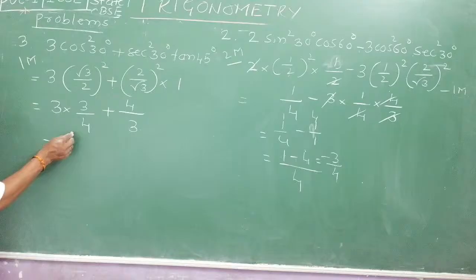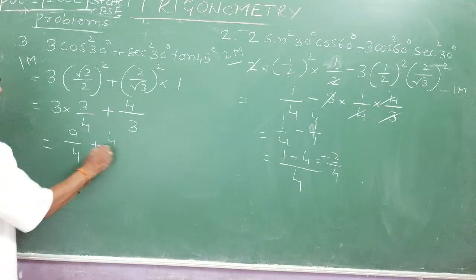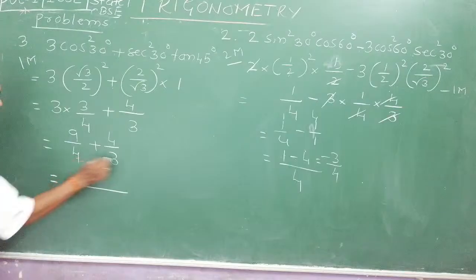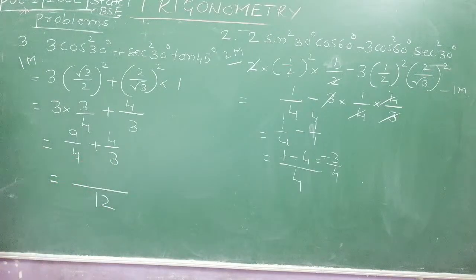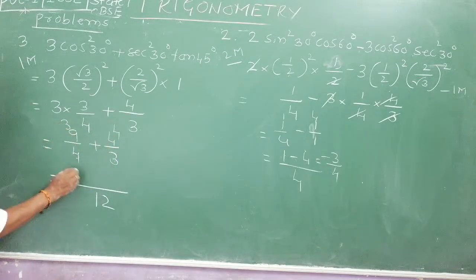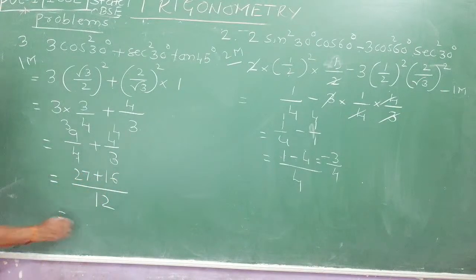3 3s are 9 by 4, plus 4 by 3. Verify your answer. LCM, you know how to get it. Both of them are co-primes. Therefore, 4 3s are 12. Right? 4 3s are 12, 3 4s are 12. You get 9 3s are 27 plus 4 4s are 16.